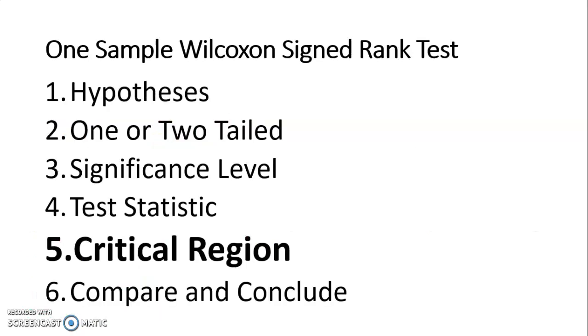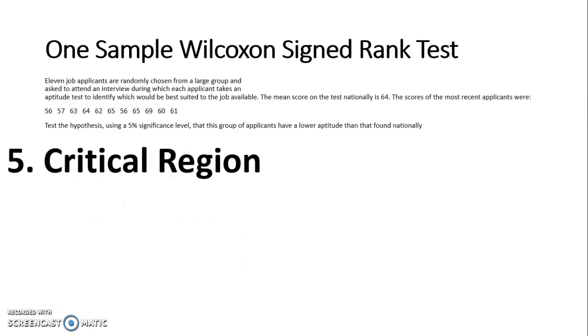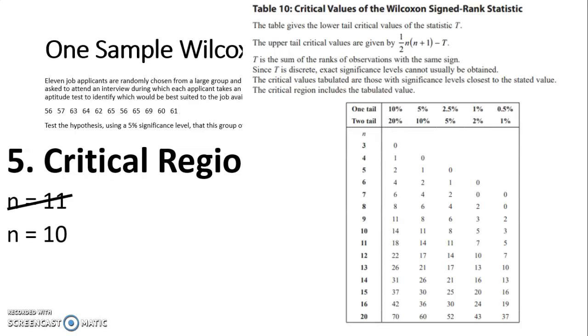Then I want to find my critical region. To find the critical region, I need to know my value of n. We were told in the question that there were 11 job applicants and we used 11 pieces of data. However, we had to discount the fourth piece of data because it was equivalent to the mean, and I therefore couldn't compare if it was above or below. So I actually have an n of 10 for this question because the fourth piece of data we could not use.